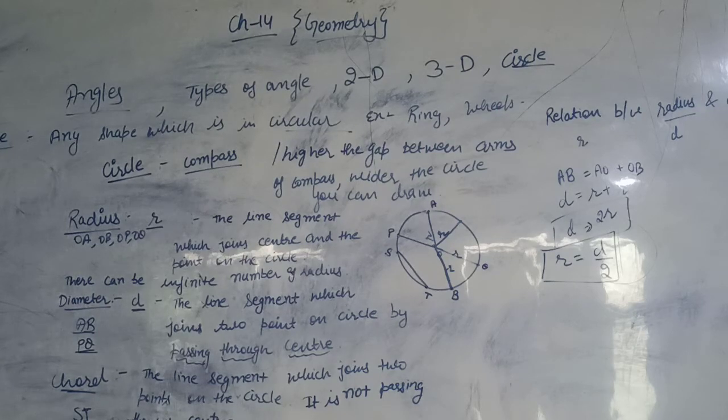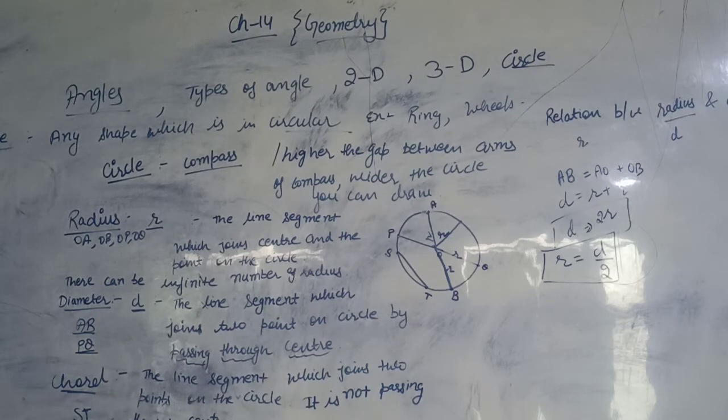And by this you can learn also that the longest chord of the circle is known as its diameter. What will the longest chord be? Diameter. Okay. The next point that comes in this is circumference.